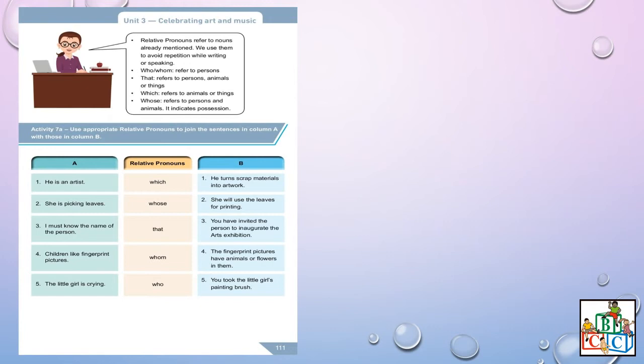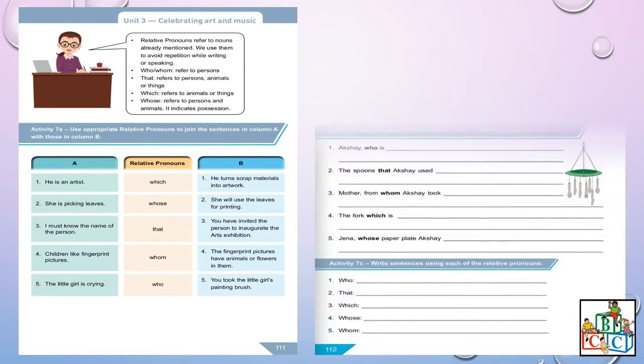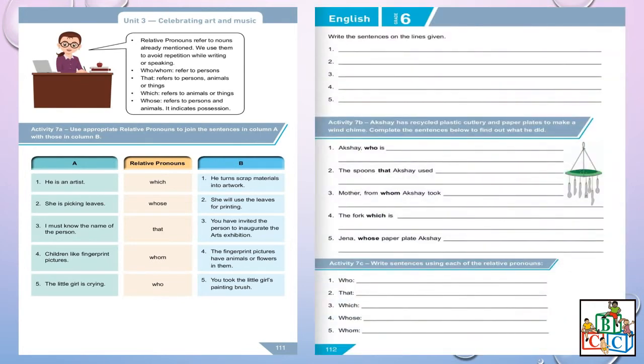She is picking leaves that she will use for printing. So that is replaced by the leaves. Okay, I'm sure you are understanding, children. Then on the next page, what are you going to do? You're going to write the sentences on the lines given. Okay, I'm sure it's fine for you. I'm sure you'll be able to do this work.